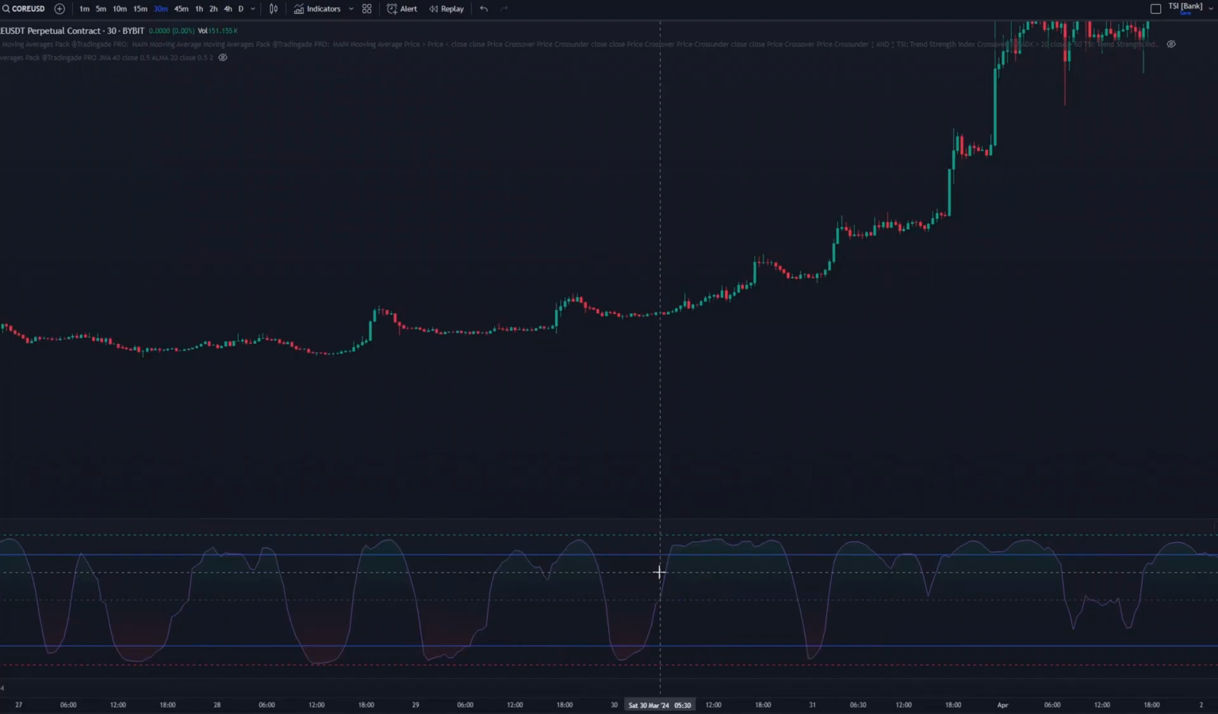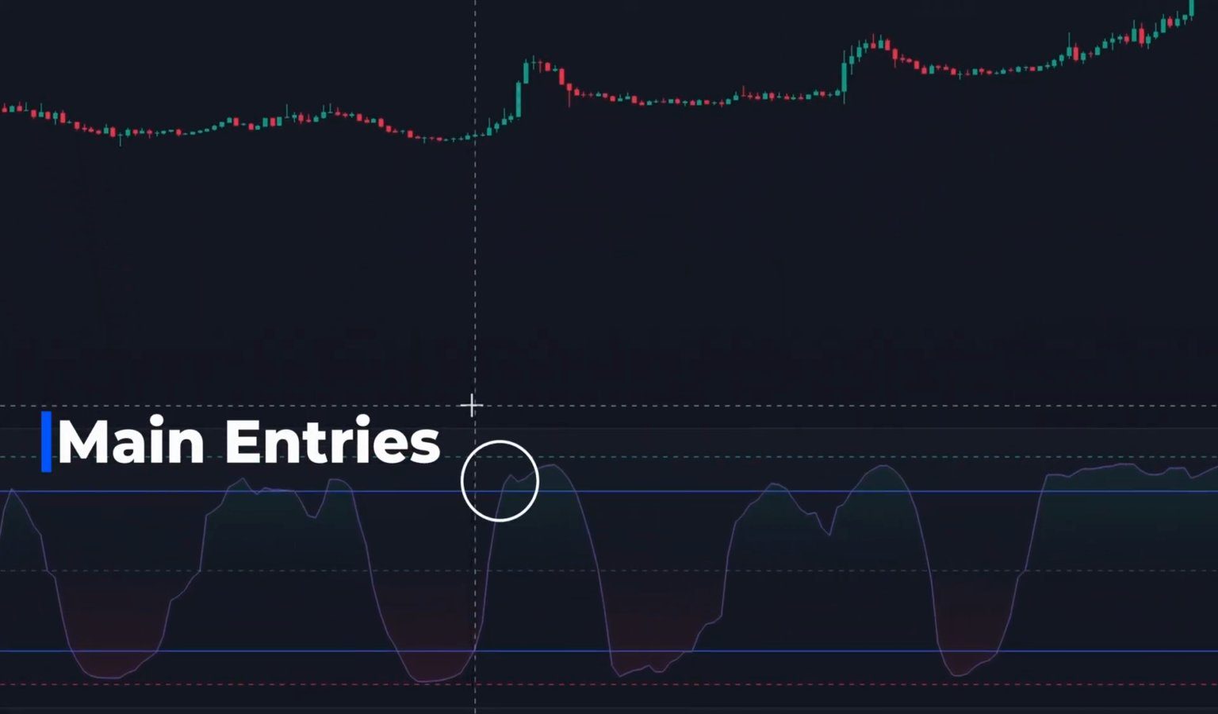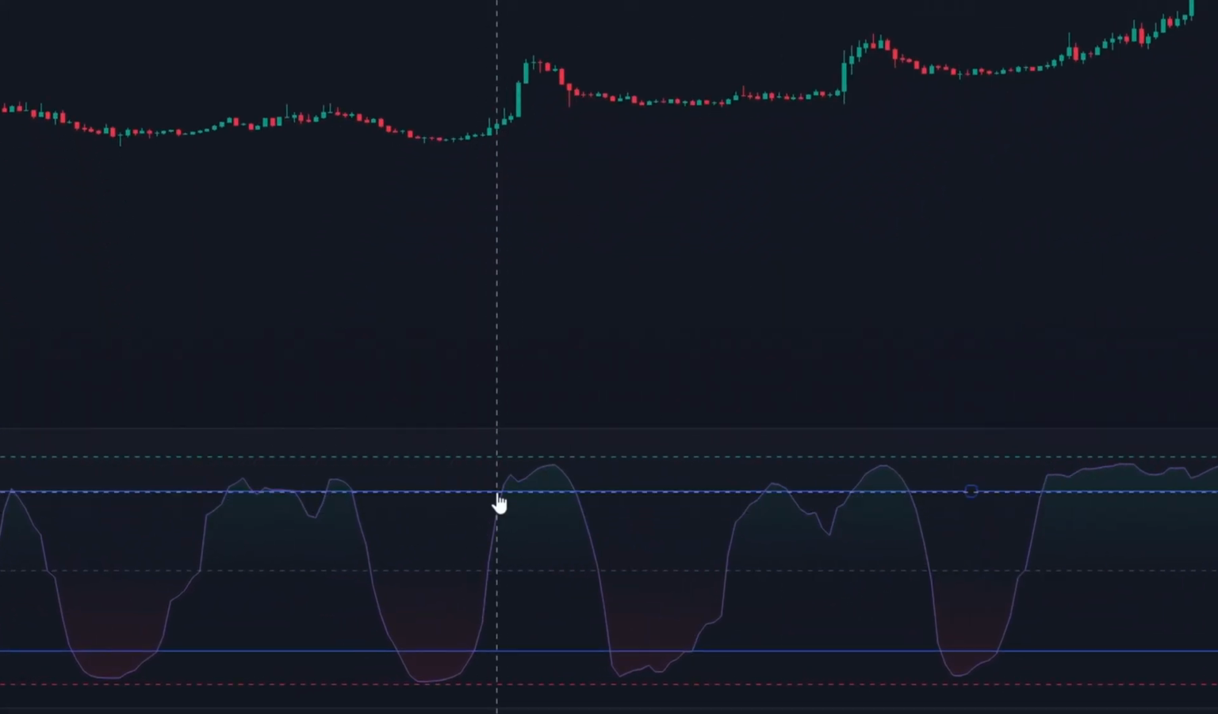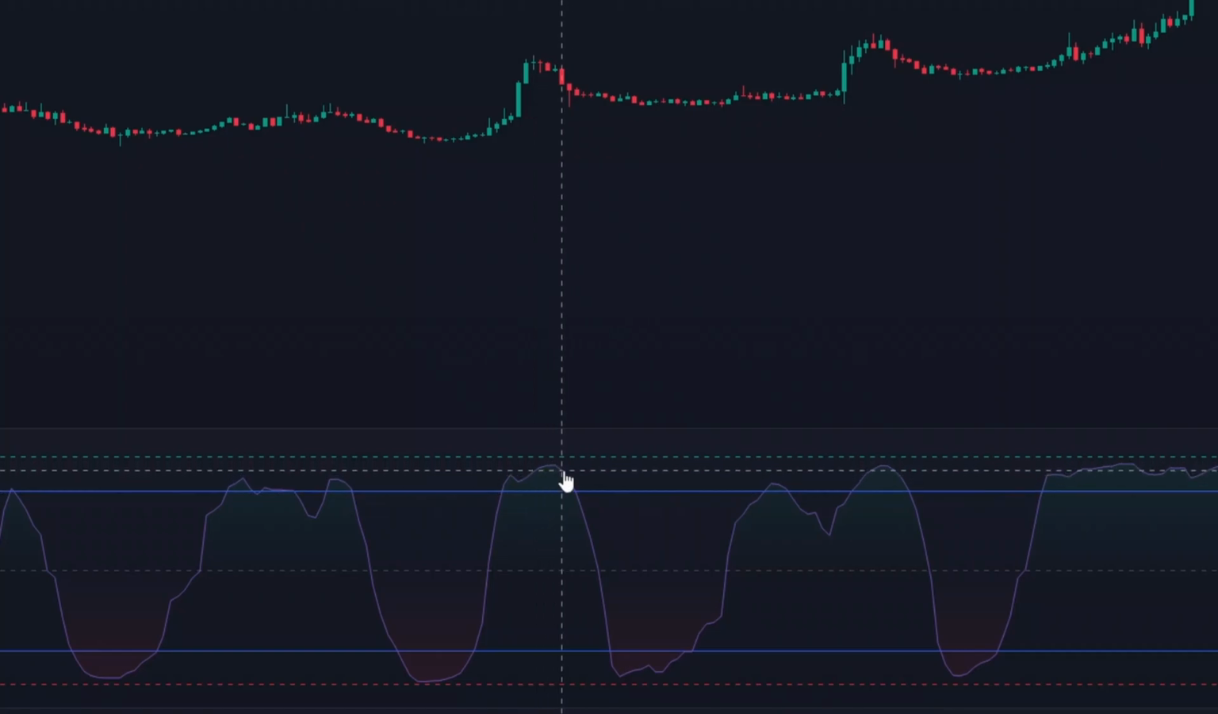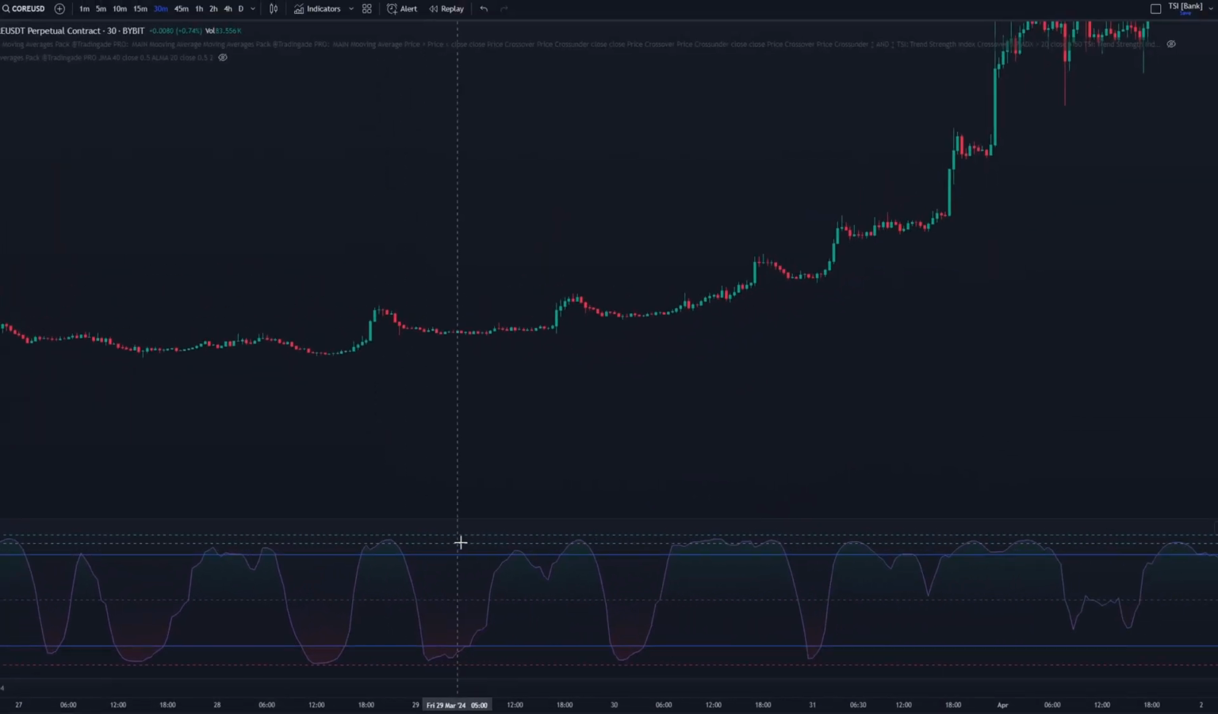This is how we will use this indicator in today's strategy, and so we're gonna open a long position whenever the TSI crosses over the 0.7 level, and we're gonna open a short position whenever the TSI crosses under the 0.7 level. And these are our main entry signals.